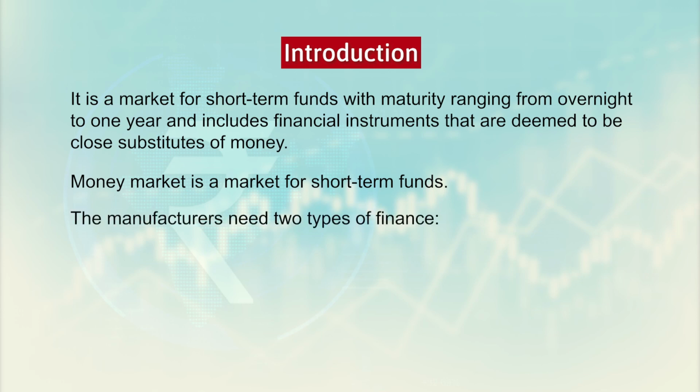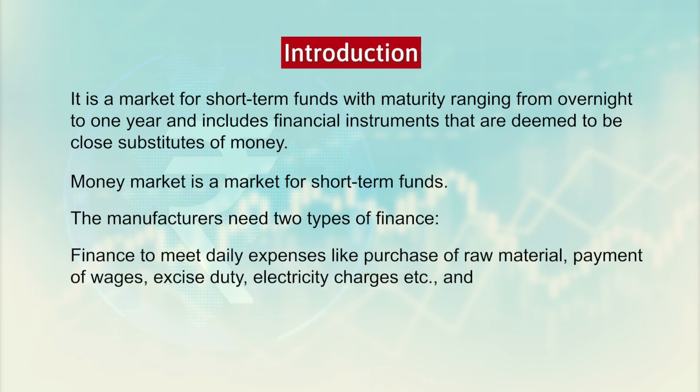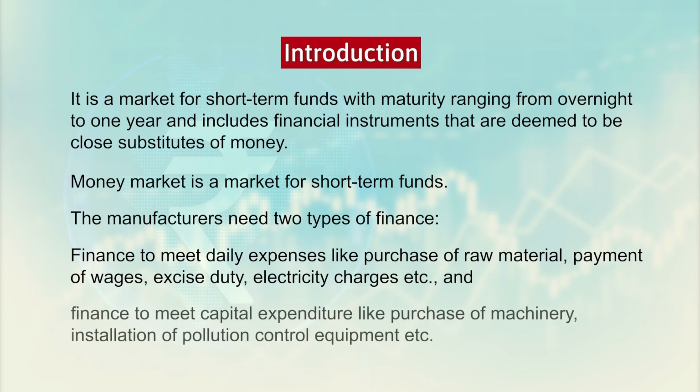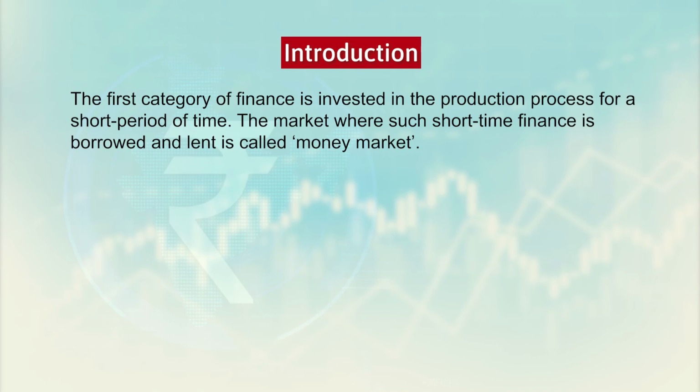Now, we all know that a manufacturer might need two types of finance. Number one, finance to meet his daily expenses like purchase of raw materials, payment of wages, etc. And also finance to meet his capital expenditures like purchase of machinery, installation of, say, pollution control equipment, etc. Now, in the first category of finance, this investment is in the production process for a short period of time. The market where such short-term finance is borrowed and lent is called the money market.